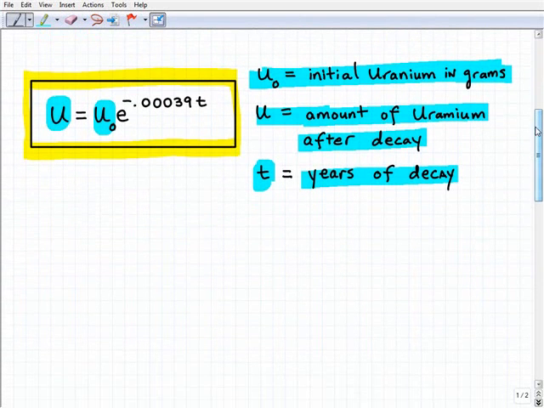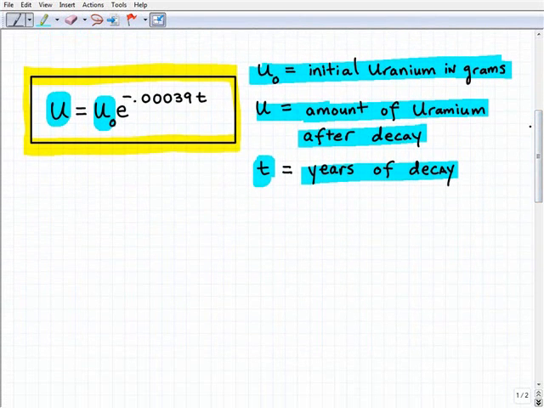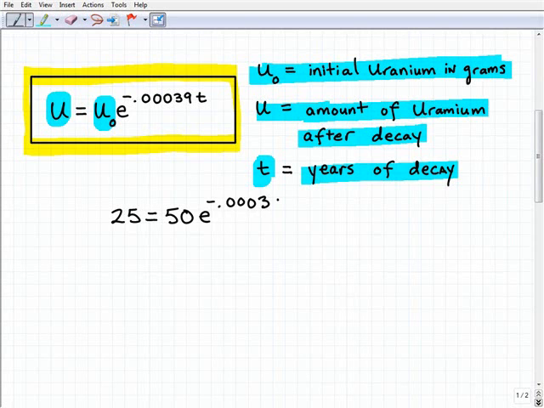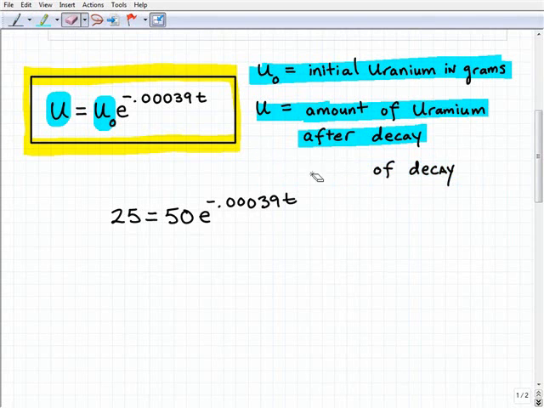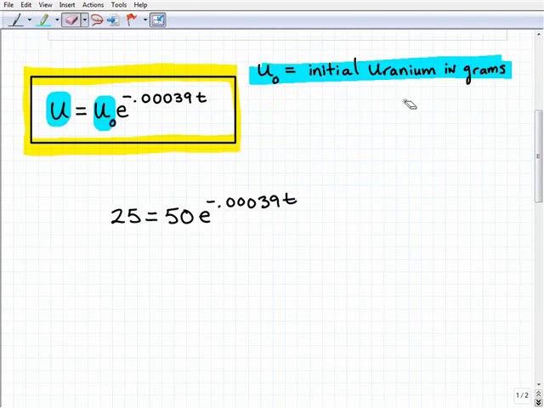If you haven't tried this problem, I would suggest you pause the video and plug in the values as you see them. All right, so we have 25 is U. We start off with 50 grams. Okay, 25 grams is what we end up with. We start off with 50 grams, e to the negative 0.00039 t. Okay, let me erase this here so we don't have any confusion.